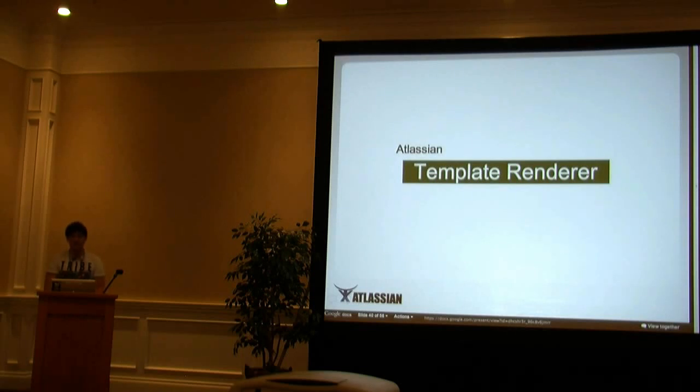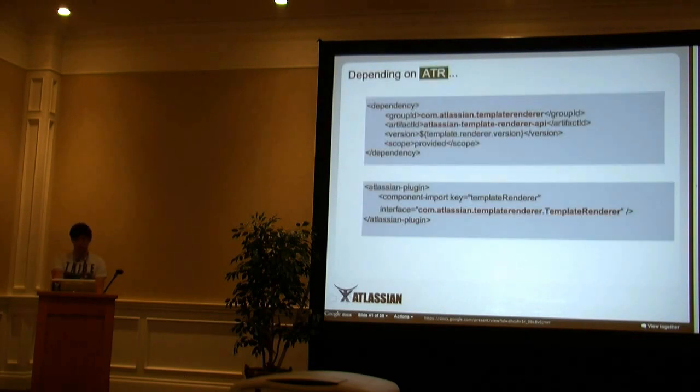Now, this is just a really simple component that really, its only responsibility is to provide a unified API for rendering templates in all of our applications. So I'll just move straight into looking at how we can include it. So here we've got a dependency on the Atlassian template renderer API. That's all you need to include. And the only component import that you'll need is, again, on the template renderer component.